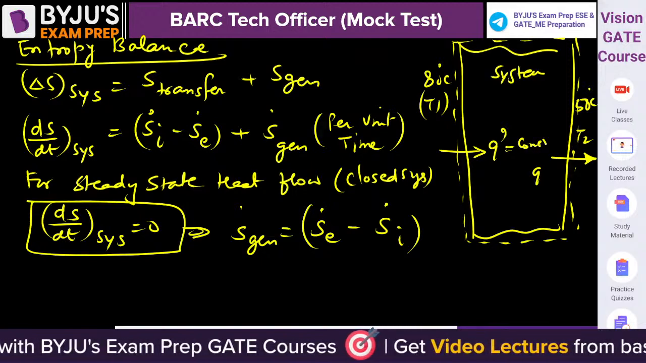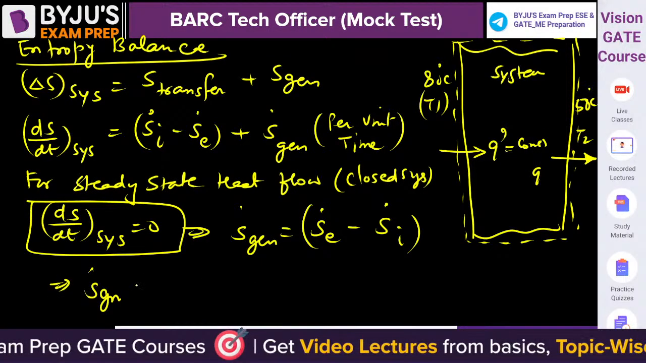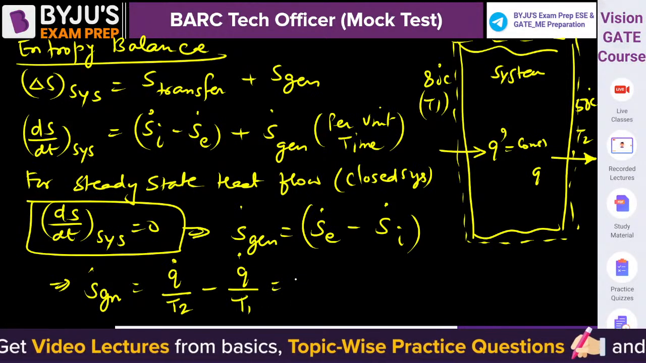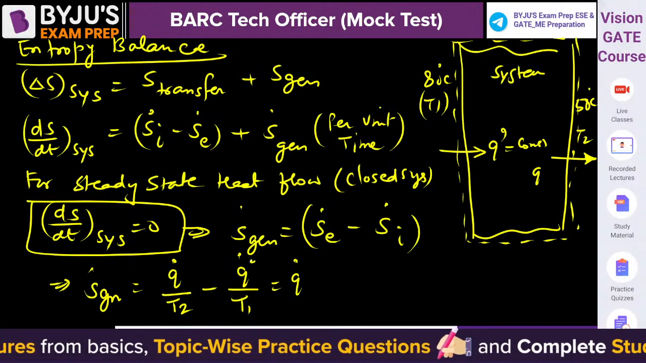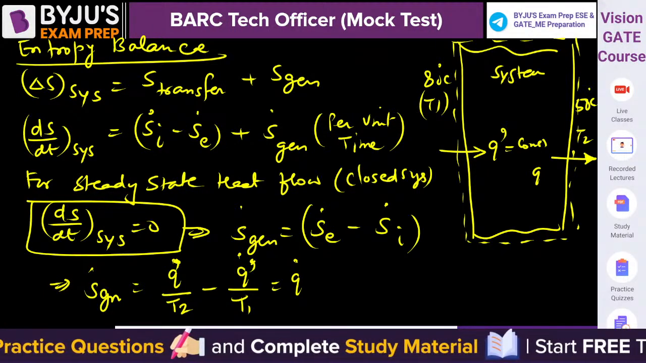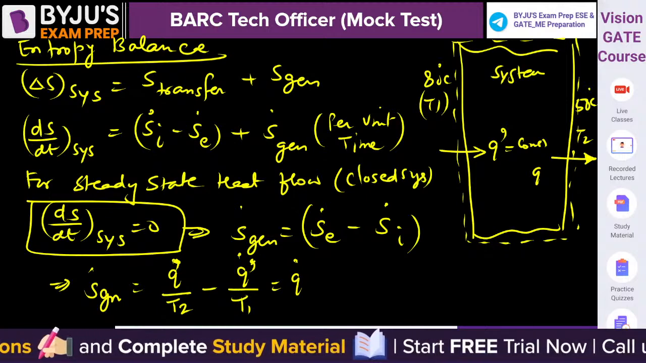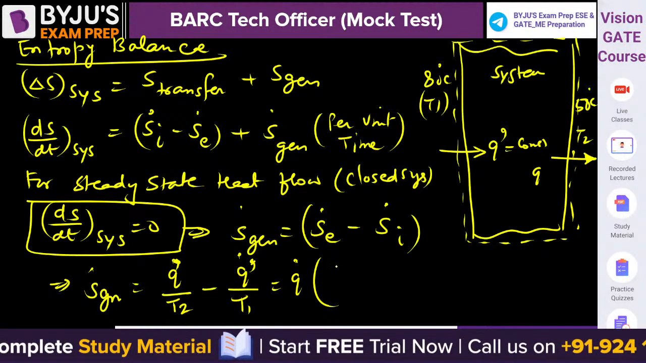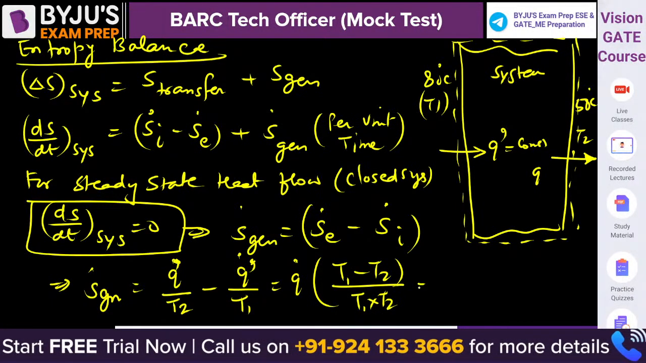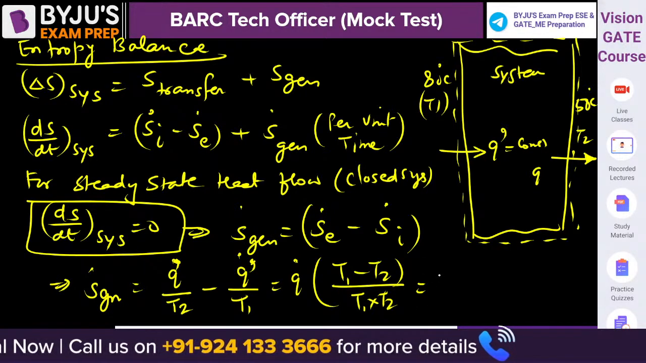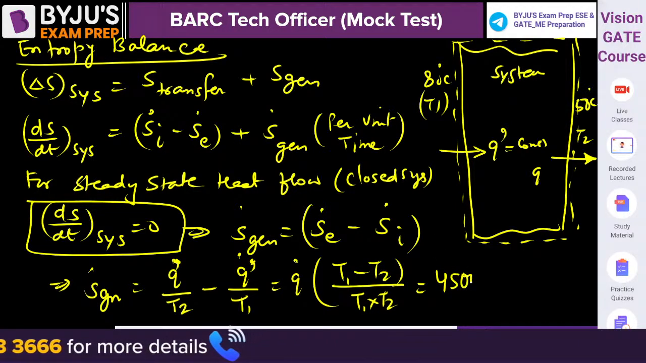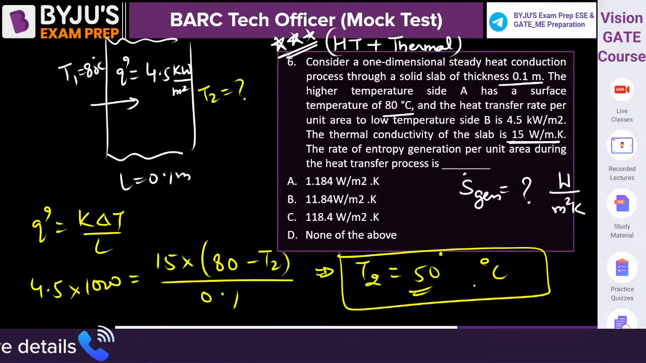Q dash is constant. So can we say entropy generation is equal to Q dash by T2 minus Q dash by T1, isn't it? So it will be Q dash into (T1 minus T2) upon T1 into T2, which will give you the answer. That is the entropy generation. So Q dash is equal to 4.5, so it is 4500, isn't it? 4.5 into 1000 is 4500.